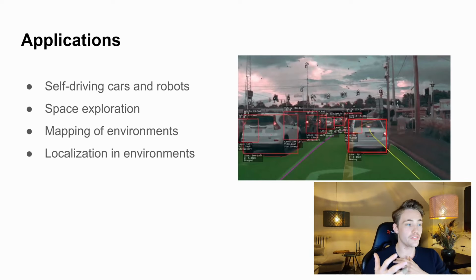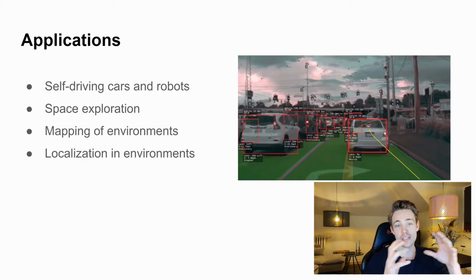We can also use it for space exploration. Let's say we send a robot to Mars, we want to navigate around on Mars, and we don't really have other sensors to see what the environment is like. Then we can use visual odometry. We get all the information about our surroundings. We can estimate the pose of our camera, how we are moving in the environment, and so on. We can also use it just for mapping of environments and localization in environments.